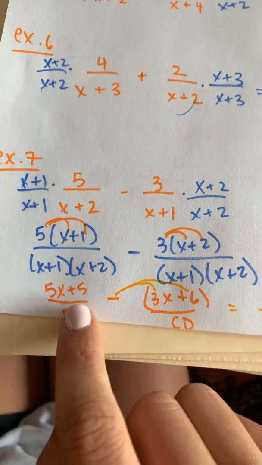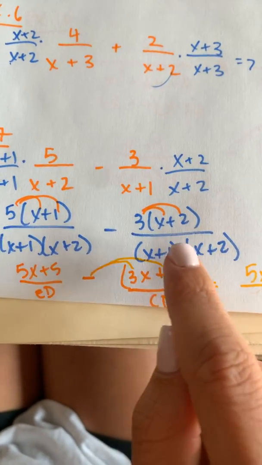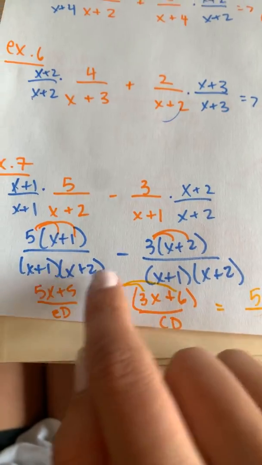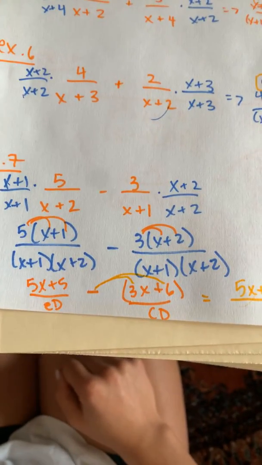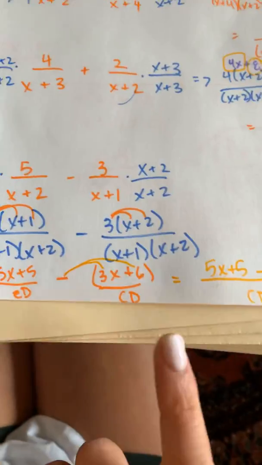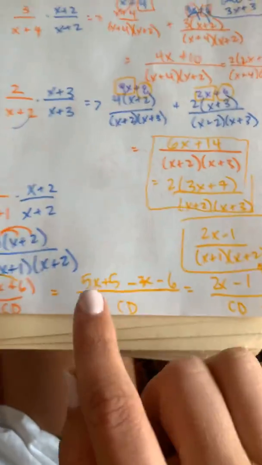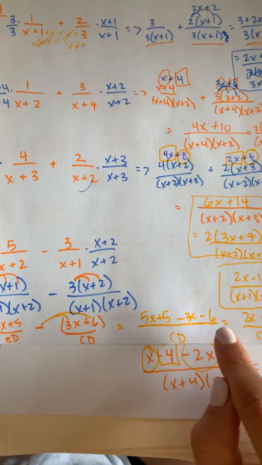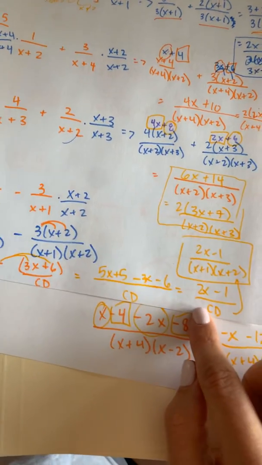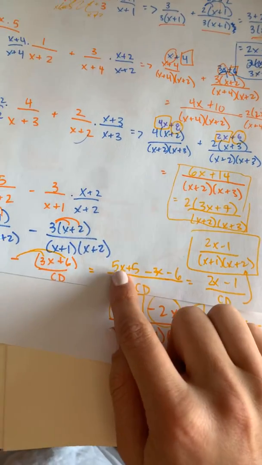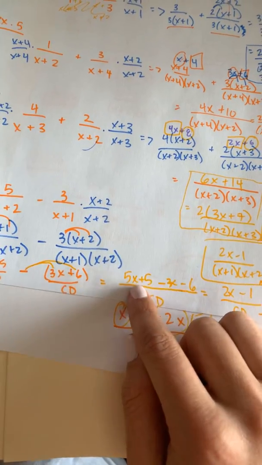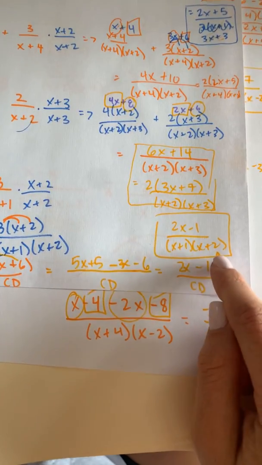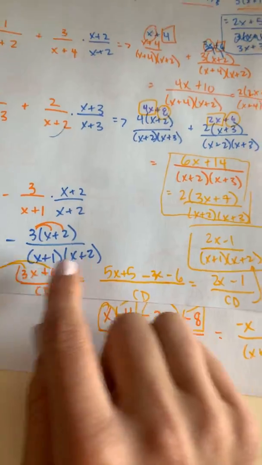It becomes 5x plus 5 minus 3x plus 6. Now, this is the only difference between pluses and minuses, that the minus has to be distributed to everything in the back over that common denominator. So now we have 5x plus 5 minus 3x minus 6 over the common denominator. And when I combine like terms, 5x minus 3x is 2x, 5 minus 6 is minus 1 over the common denominator, but we don't just leave "common denominator," so I wrote in what that common denominator was.